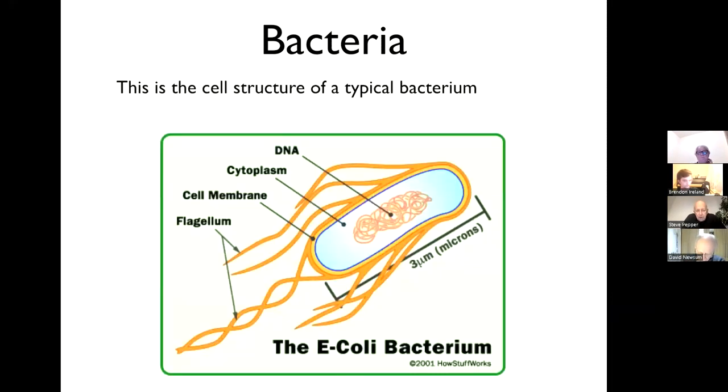This is a typical cell structure of the E. coli bacterium. Basically, you've got the flagellae, which are the means of the bacteria swimming through the substance they're in. They've got the cell membrane, which is the cell wall. You've got the cytoplasm, which is the contents of the cell. Your cell membrane stops the bacteria leaching out stuff and prevents other stuff coming in. Then you've got the DNA at the center of this. So that's a typical bacterial cell.